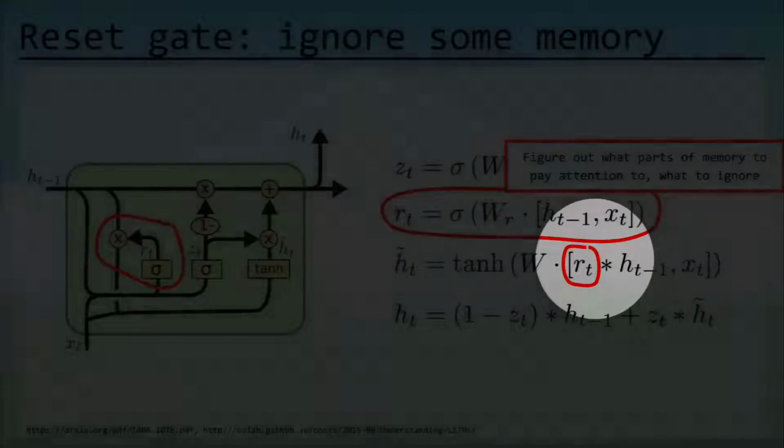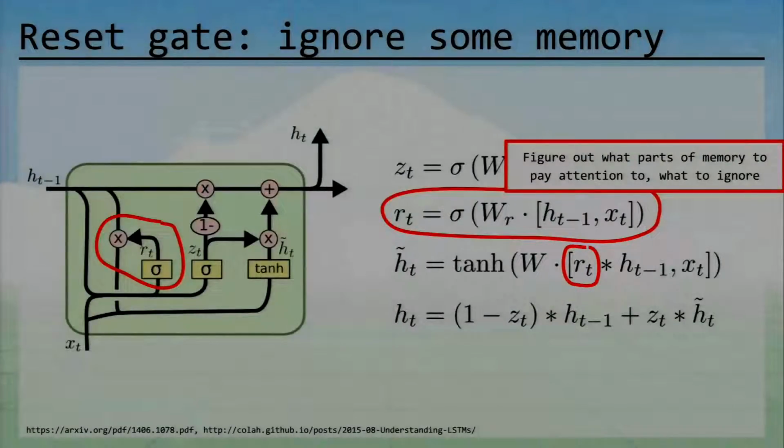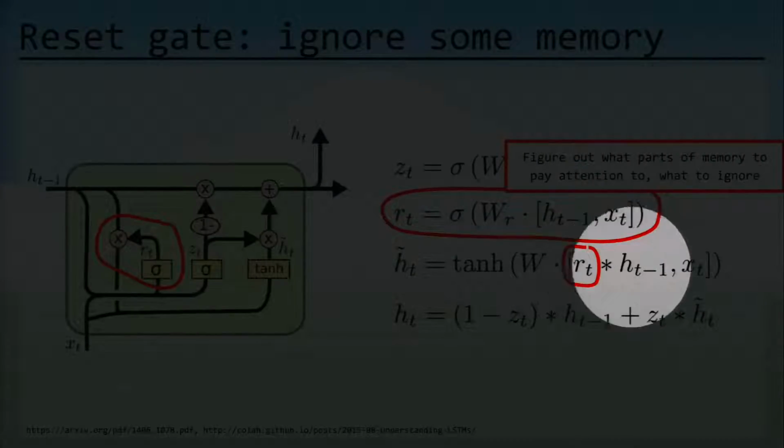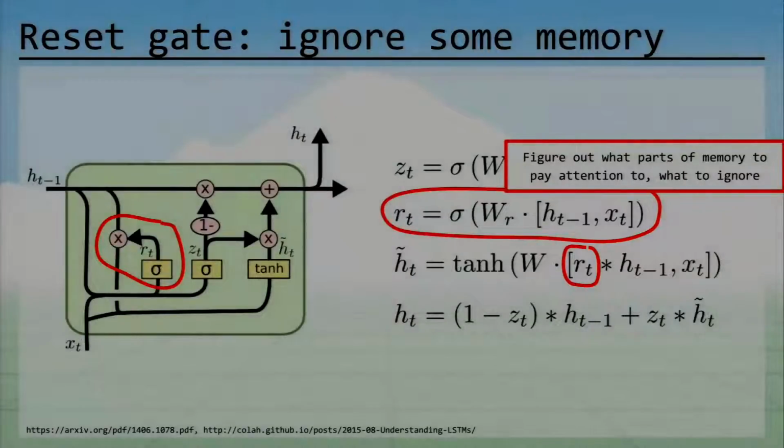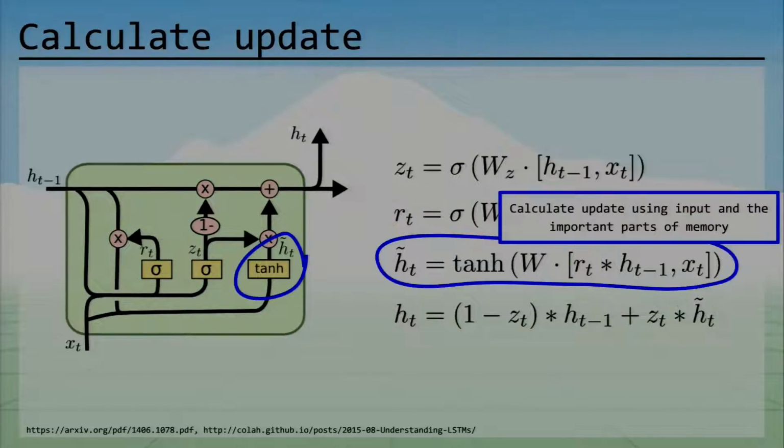So R is just going to be some numbers, 1 or 0, or potentially somewhere in between. And what this will end up doing is basically keeping around portions of our previous state that we think are important and throwing away portions of the previous state that may not be important for making this update.